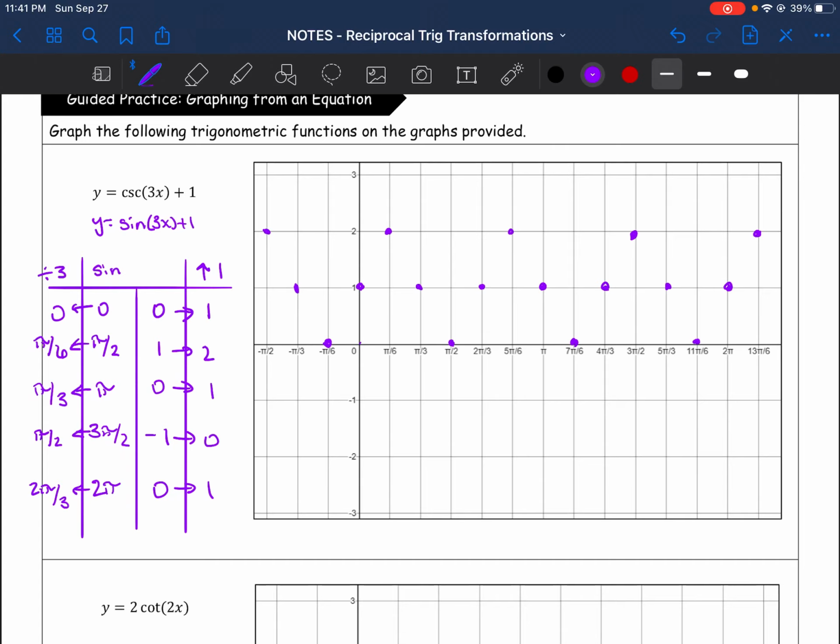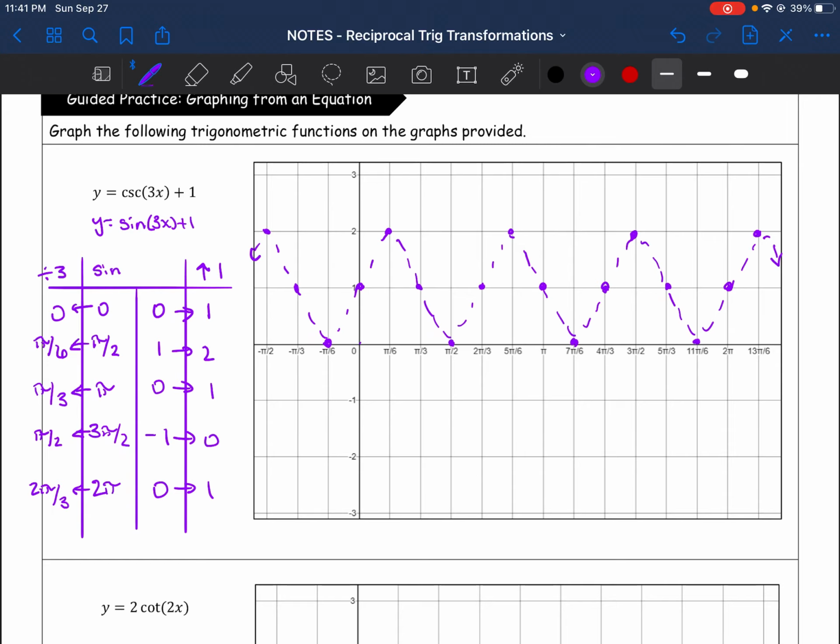Okay, and once again, since this is just the sine of 3x plus 1, let's go ahead and map it out here. Doing this in a dashed line because again, this isn't going to be our final answer for the graph. This isn't going to be the cosecant of 3x plus 1, but it's going to be our guiding points to where we flip everything inside out.